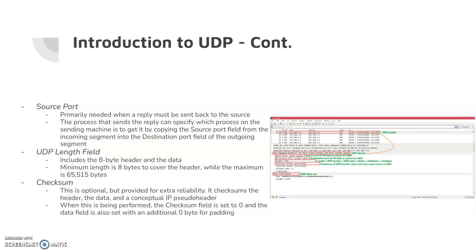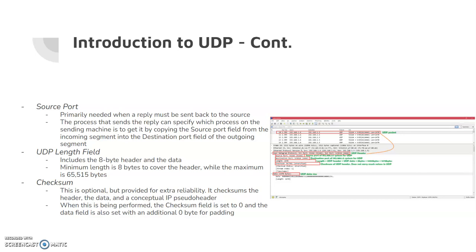Lastly, the checksum is optional but provided for extra reliability. It checksums the header, the data, and a conceptual IP pseudo-header. And when this is being performed, the checksum field is set to 0, and the data field is also padded with an additional 0 byte for padding purposes.